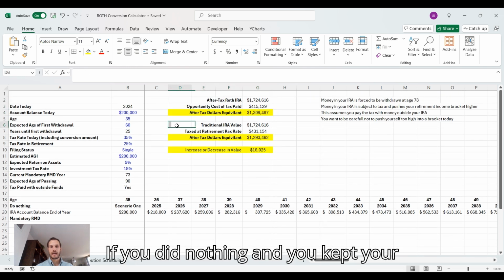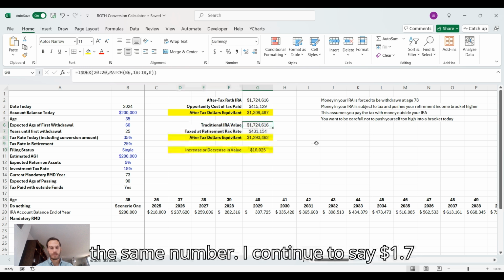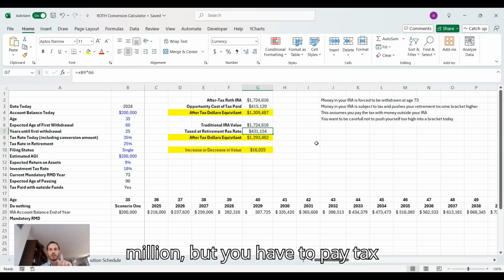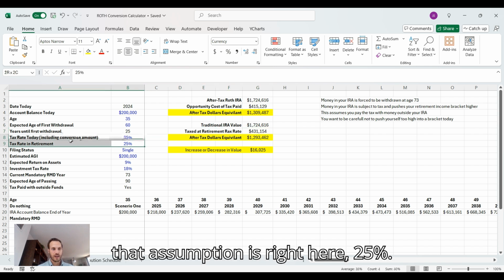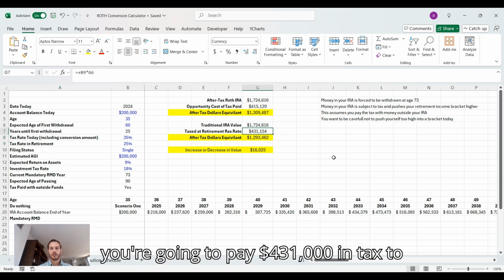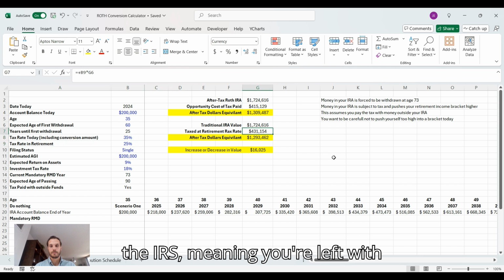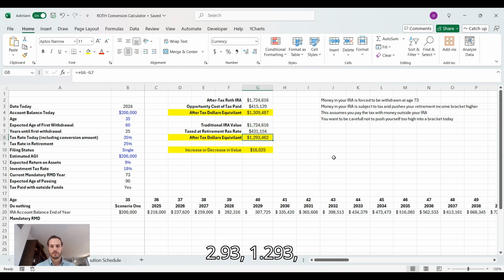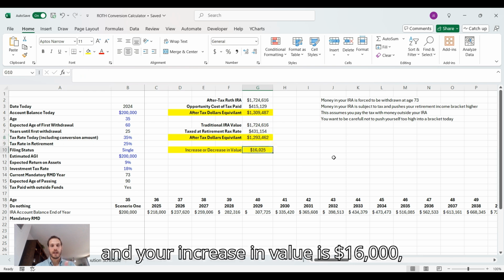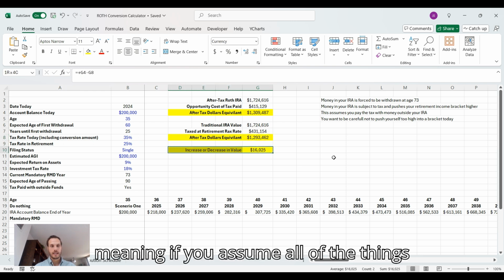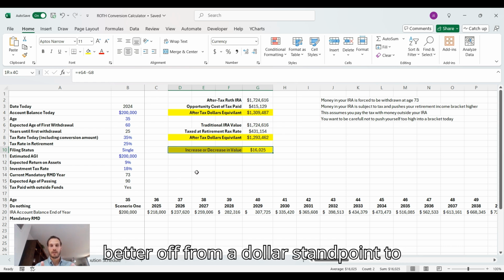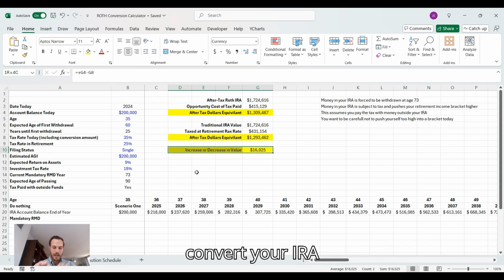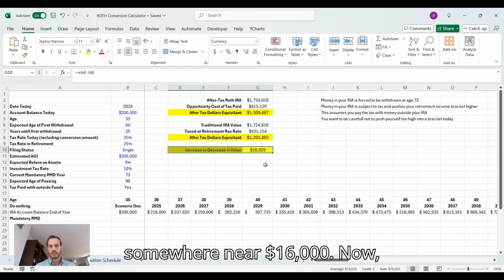If you did nothing and kept your money in your traditional IRA, it grew to the same number I continue to say, $1.7 million, but you have to pay tax on the money when it comes out. So that assumption is right here, 25%. You're going to pay $431,000 in tax to the IRS, meaning you're left with $1.293 million, and your increase in value is $16,000. If you assume all of the things on the left-hand side are right, you're better off from a dollar standpoint to convert your IRA today to your Roth, and your lifetime value in dollars could be somewhere near $16,000.